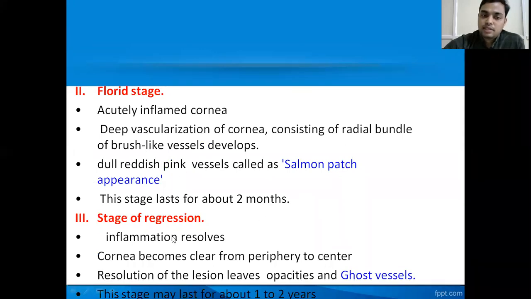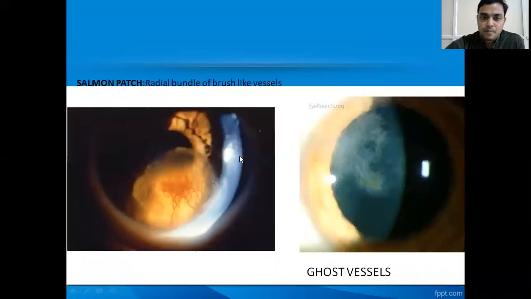The next stage is stage of regression. In this stage, the inflammation resolves and the cornea becomes clear, and because of the resolution of the lesion, it leads to scar formation as opacities and the ghost vessels. So the vessels which are present in the florid stage lack blood, and they appear as ghost vessels. So ghost vessels are seen in stage of regression. This stage lasts for 1 to 2 years. These are the 3 different stages of interstitial keratitis caused by syphilis. So this is the Salmon's patch, and this is the ghost vessels.